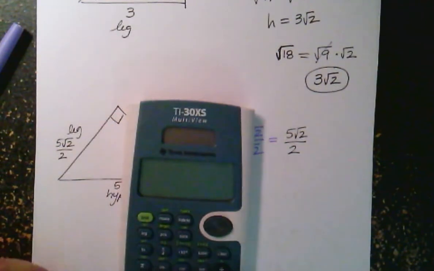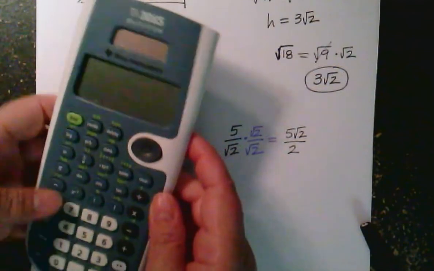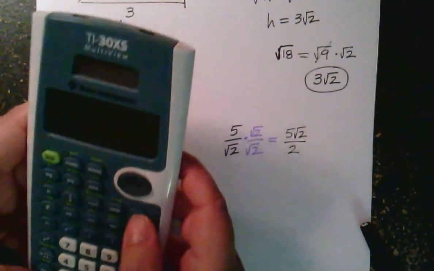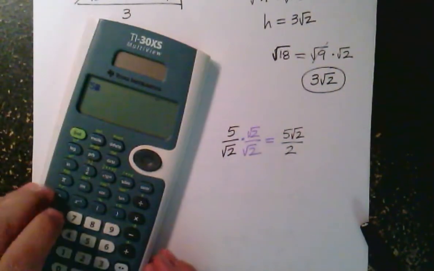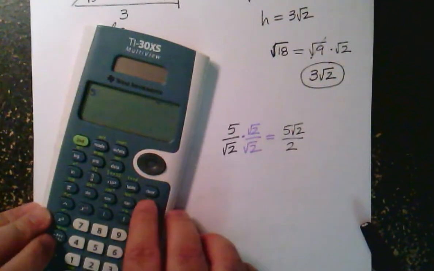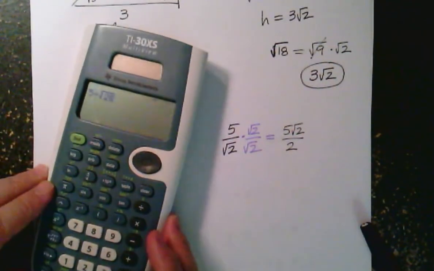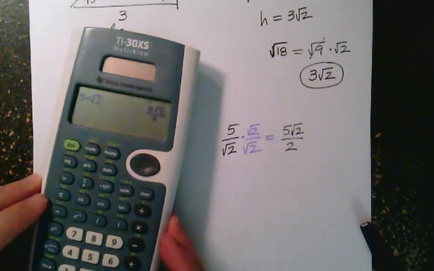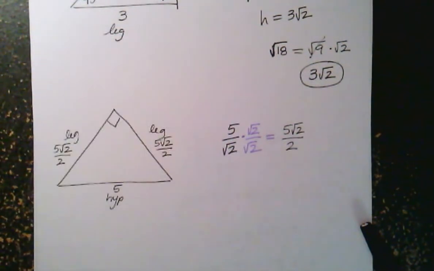And I promised you I'd show you this. Sorry, my light is not the best. I need to work on the lighting in here. If I take 5 and I want to divide it by the square root of 2, I could do it as a fraction, or I could just do division. 5 divided by square root of 2. Look what I get. I get the same. I get a very blurry one, but I get the same thing that I got over here. All right.